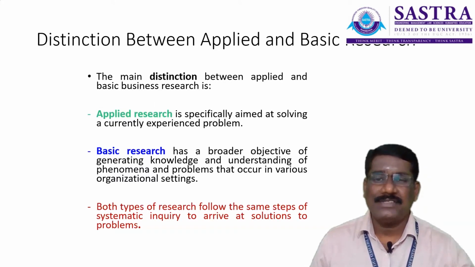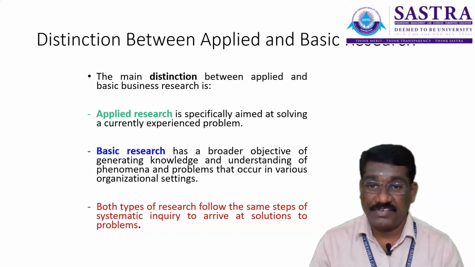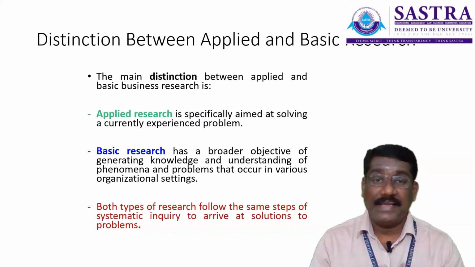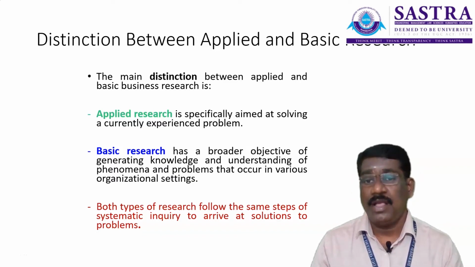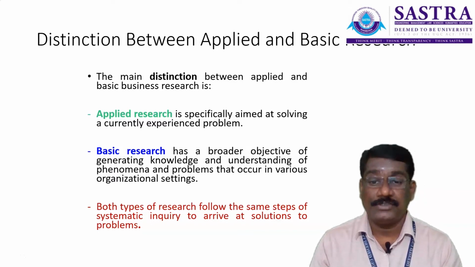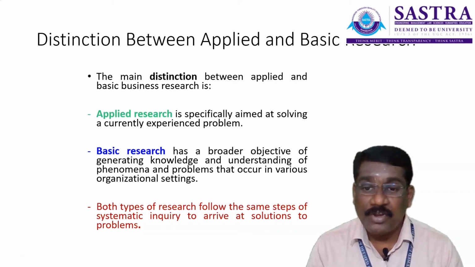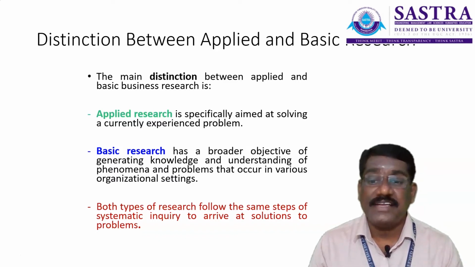Next one is, what is the distinction between applied and basic research? The main distinction: applied research is specifically aimed at solving a currently experienced problem, whereas basic research has a broader objective of generating knowledge and understanding of phenomena and problems that occur in various organizational settings.